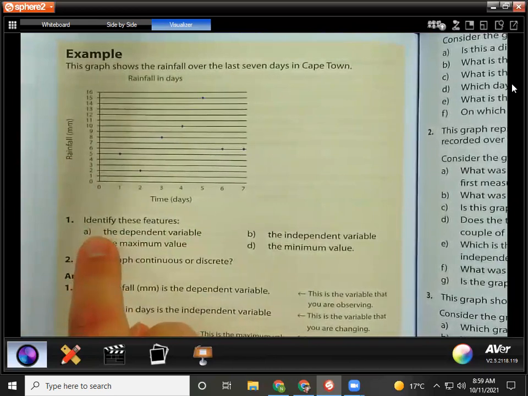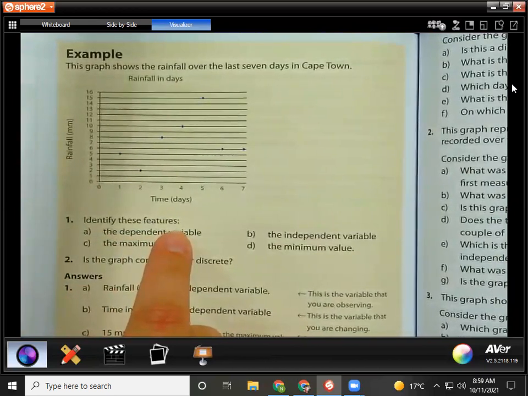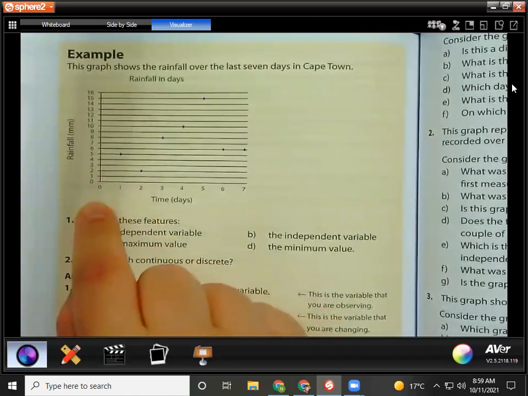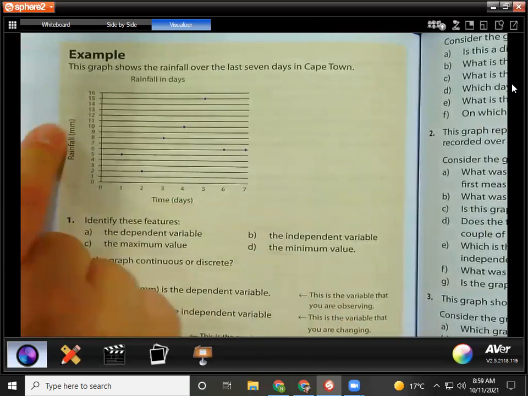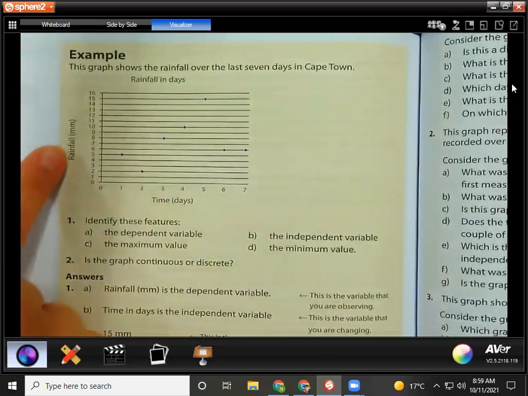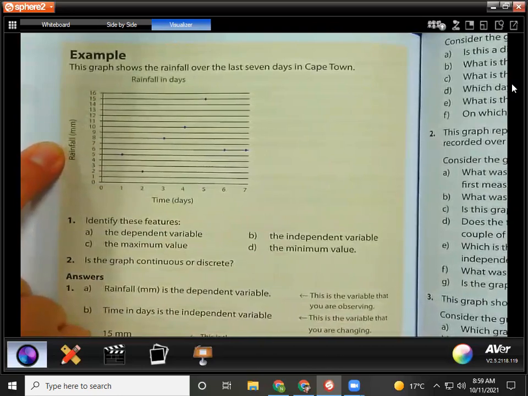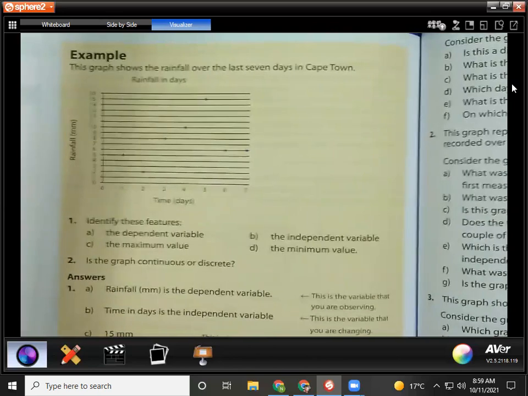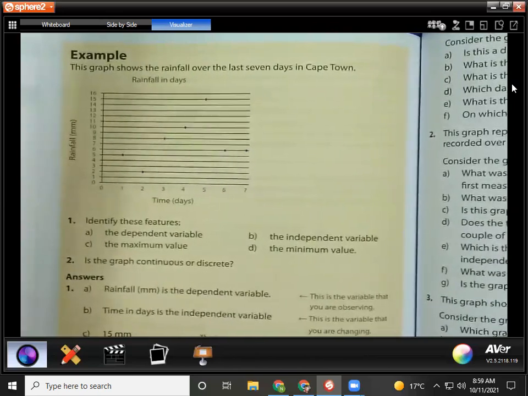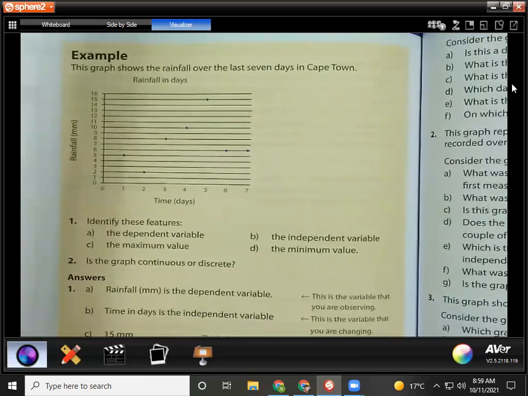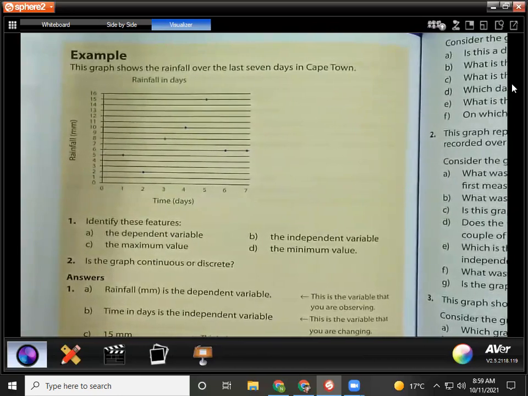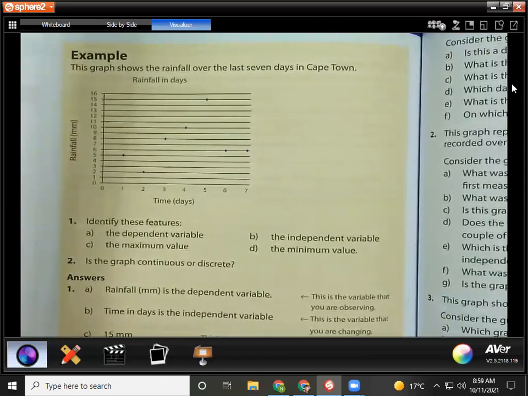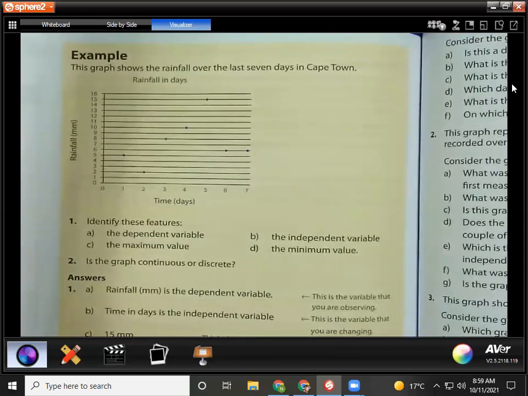Identify these features. A, the dependent variable. Remember guys, the dependent variable always goes on the y-axis and the independent variable on the x-axis. So if we're looking at that, the dependent variable is rainfall. Does that make sense, guys? Even if we forgot that, you can still figure it out by looking at the actual scenario. The days are going to pass, whether it's raining or not. So whether it's raining has no effect on what day of the week it is.